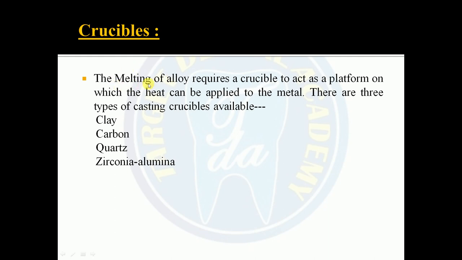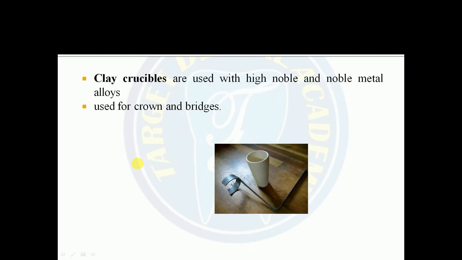Crucibles. The melting of the alloy requires a crucible to act as a platform on which heat can be applied to the metal. There are types of casting crucible available: clay, carbon, quartz, zirconia, alumina. These are the clay crucibles. These are used with high noble and noble metal alloys, and basically are used for crowns and bridges.